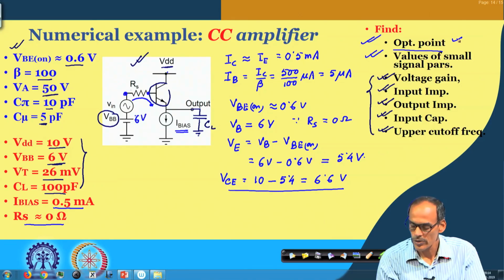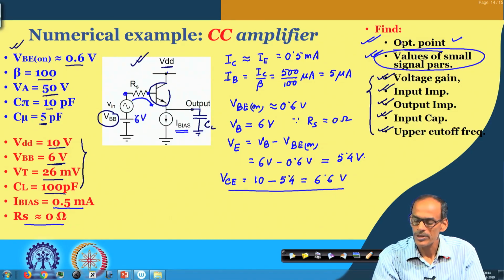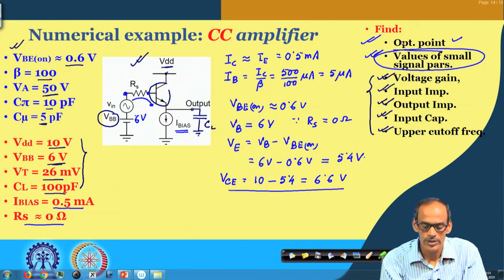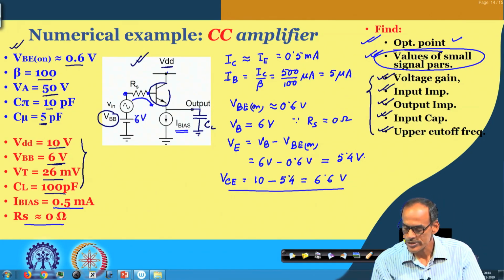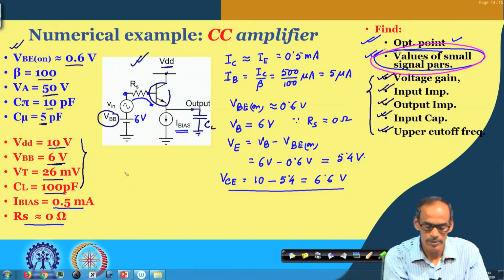Now, let us look into the small signal parameter values, namely gm, then r pi, and then the r_o, collector to emitter terminal resistance. So, let me go one by one. Values of small signal parameters.